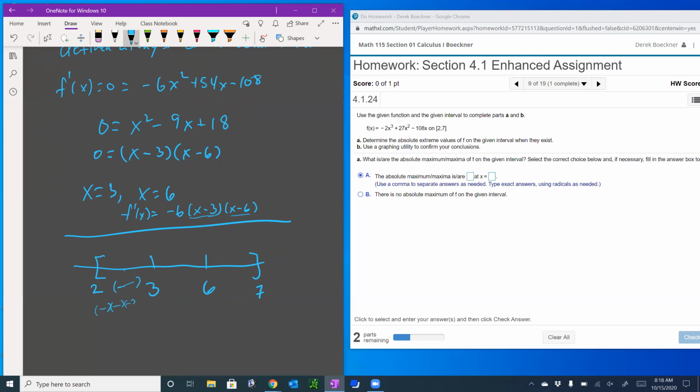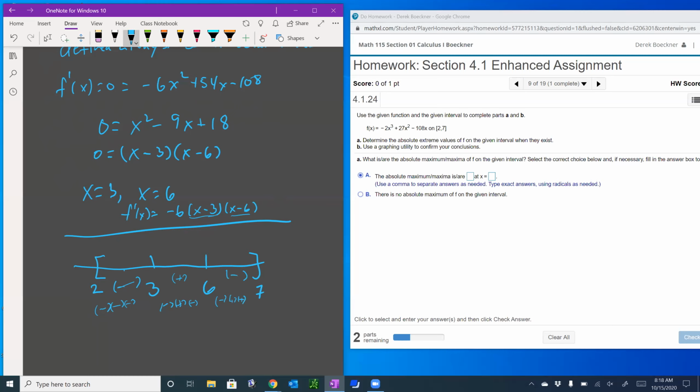On this interval, I get the negative from the -6 again, but if I plug in a number between 3 and 6 into the x minus 3, I get a positive, so that factor is positive. If I plug in a number between 3 and 6 into the x minus 6, I get another negative, so that one's positive. Okay. And then between 6 and 7, I have the negative, but then I have a positive and a positive. So this one's going to be negative again.